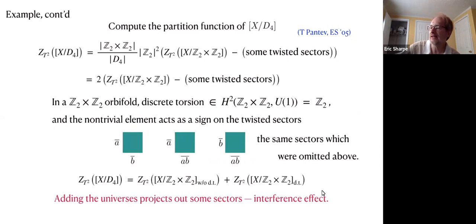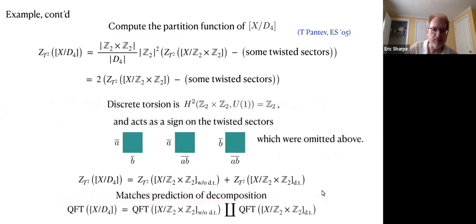So what this means is I can take this T2 orbifold partition function and write it equivalently as a sum of a pair of Z2 cross Z2 orbifold partition functions, one with discrete torsion, one without. These sectors that were omitted from the Z2 cross C2 orbifold, their contributions cancel out when I add together the two orbifold partition functions. So this is that interference effect I was mentioning earlier. And then, of course, this matches the prediction of decomposition in this case.